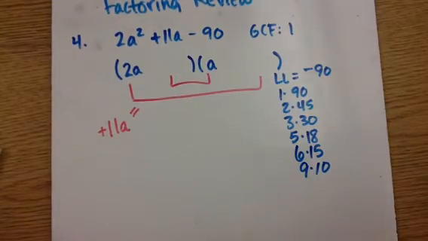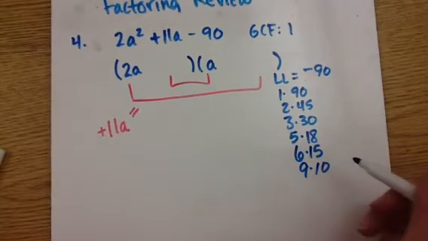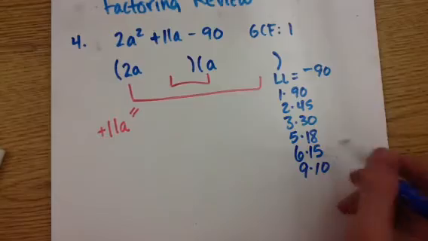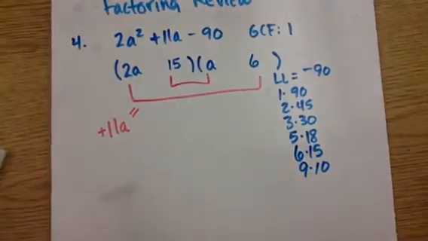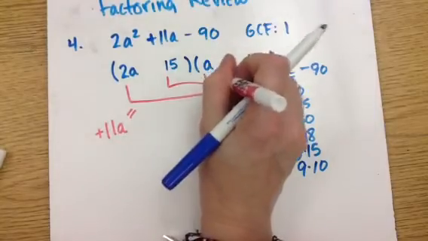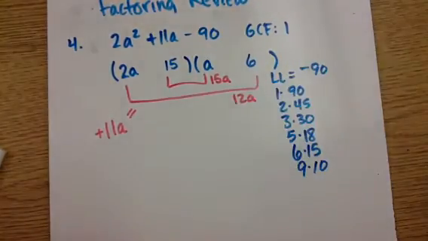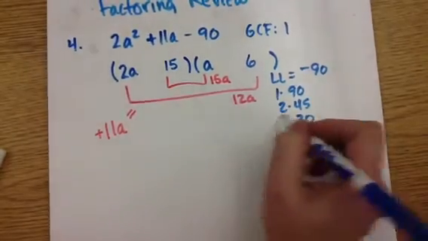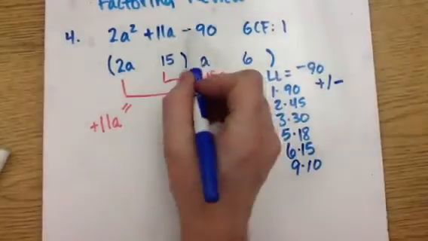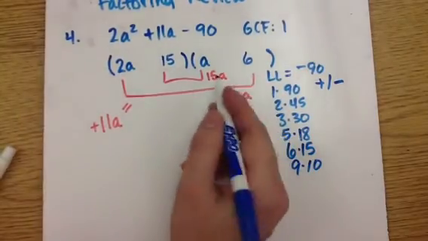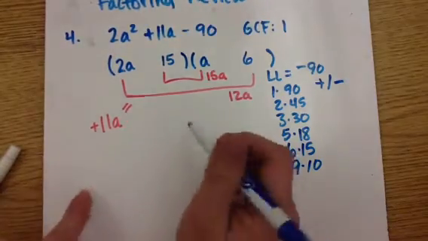So this one is a little bit trickier. When I start working through my combinations, let's start with, I don't know, 6 and 15. If I try 6 here and 15 here, then for my inside terms I'll have 15a, for my outside terms I'll have 12a. And since one has to be positive and one has to be negative because of the sign of the negative 90, I need to see if 15a minus 12a would give me 11a, which it doesn't.